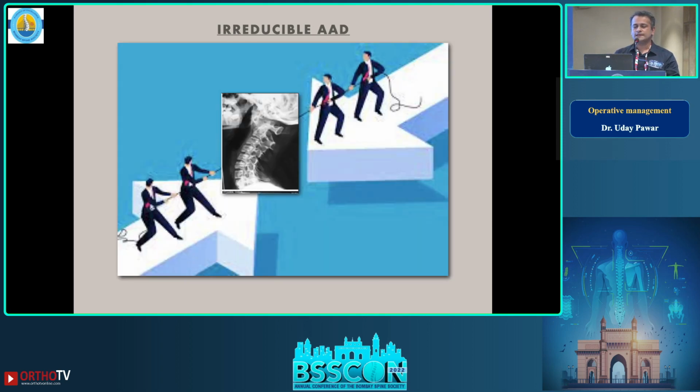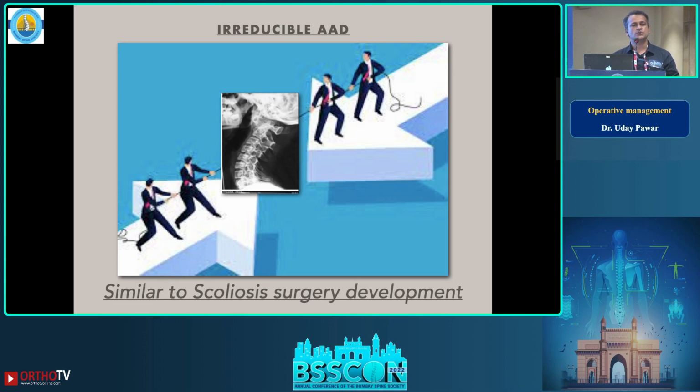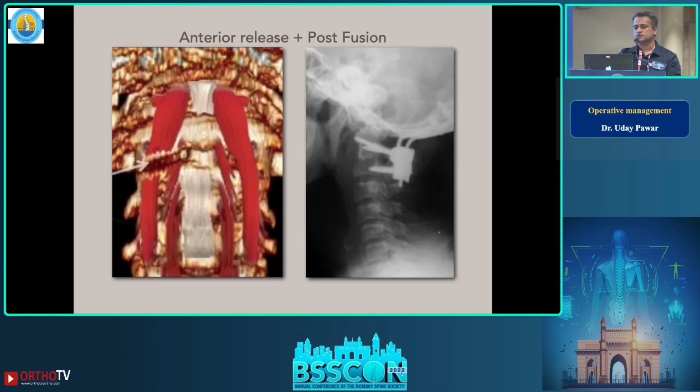So irreducible AAD is just like a tussle between anterior and posterior surgeons. For orthopedic deformity surgeons, it will be similar to scoliosis surgery. While scoliosis surgeries were being developed, many people would have a debate between anterior release and anterior fixation versus an all posterior approach. At the current juncture, we are at a similar stage, where some people argue that we can do this all posterior, and some say that we can do it anterior followed by a posterior occipital cervical fixation. This is a slide from Chituj's presentation, of anterior release plus posterior fusion, like what he demonstrated for the earlier case yesterday.